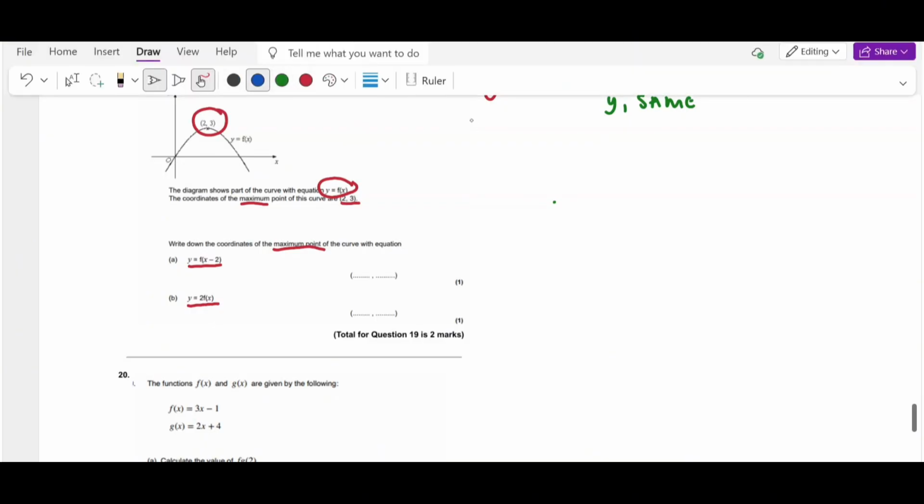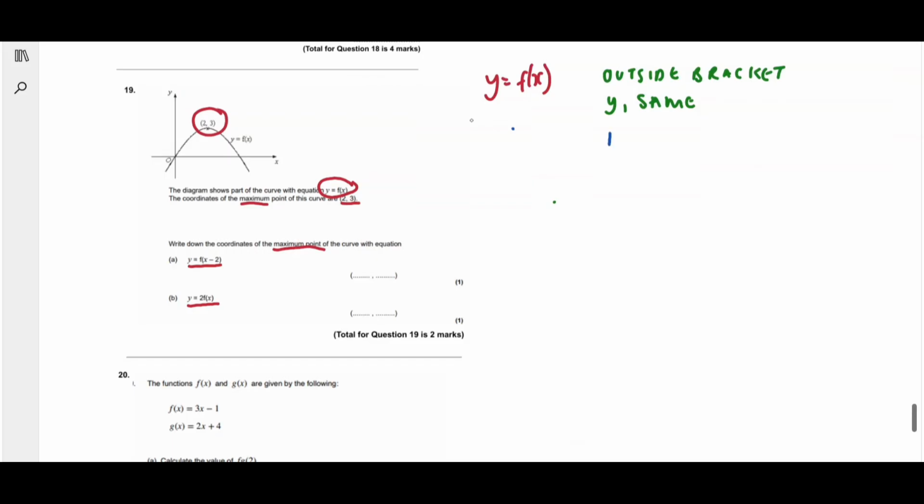And then if you are asked to do something inside the bracket, then that is to do with your x coordinate, and you do the opposite.